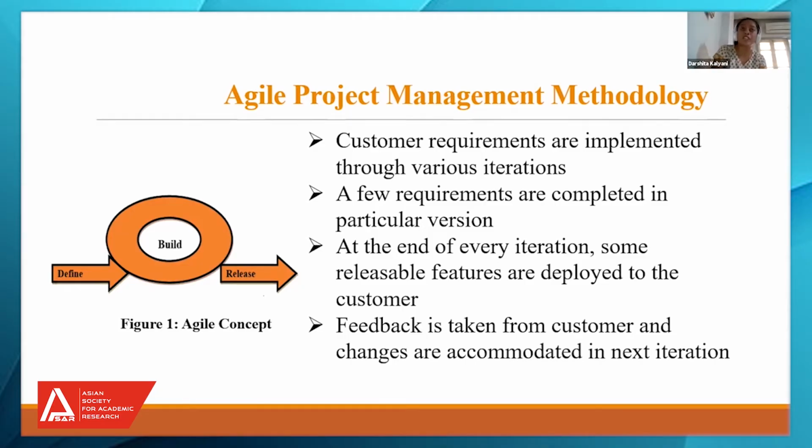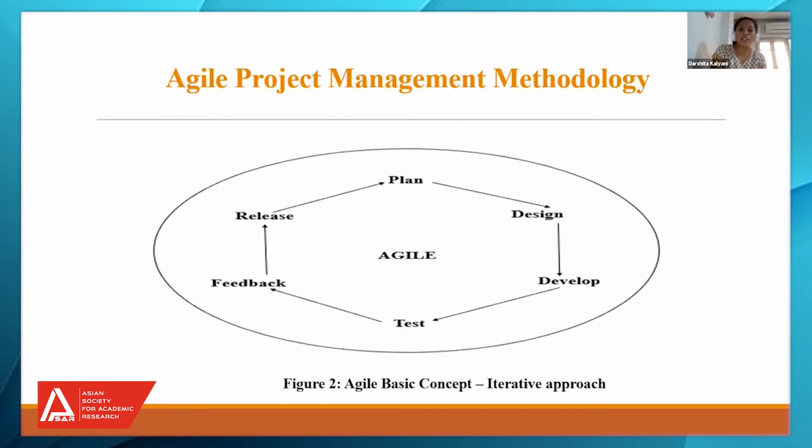At the end of every iteration, the customer gives feedback, and according to the feedback, the project team makes changes to the product. This is the diagram of the agile project management methodology. See this: first, a plan of the user requirements is made. Once the planning is done, the next steps are design, then coding, develop, and test. Once testing is done by the software team, the product will be given to the customers. Customers give feedback, and the demonstration is released once again.